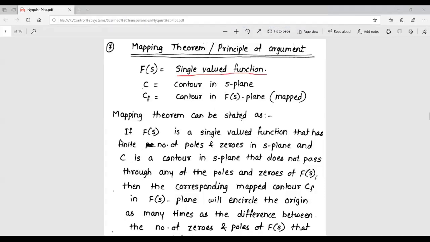C is the contour in S plane and CF is the contour in F of S plane, which is obtained after the mapping method. We have seen mapping also.